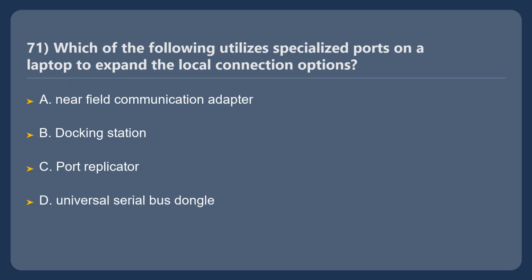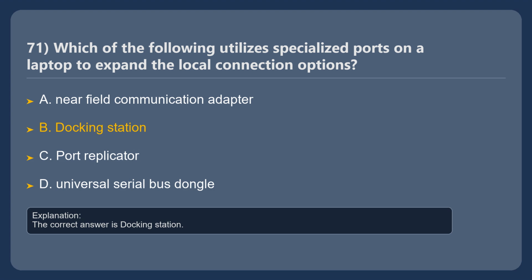Question 71. Which of the following utilizes specialized ports on a laptop to expand the local connection options? Option A, near field communication adapter. Option B, docking station. Option C, port replicator. Option D, universal serial bus dongle. The correct answer is option B, docking station.